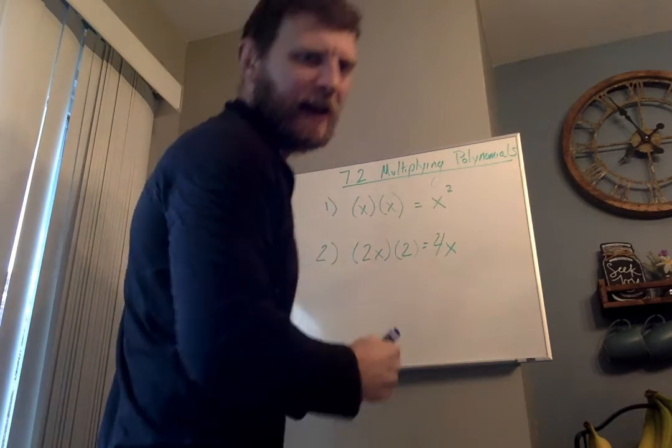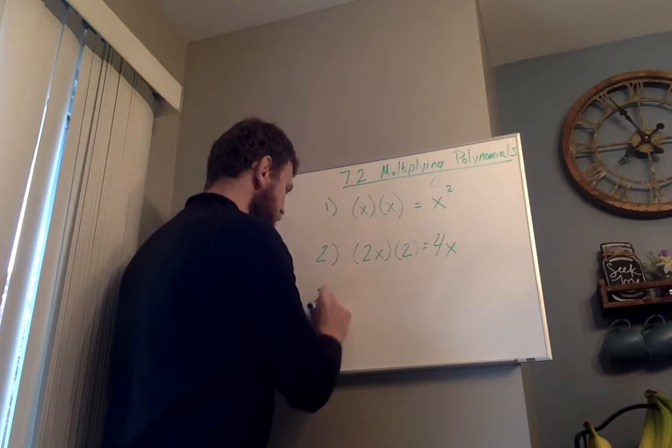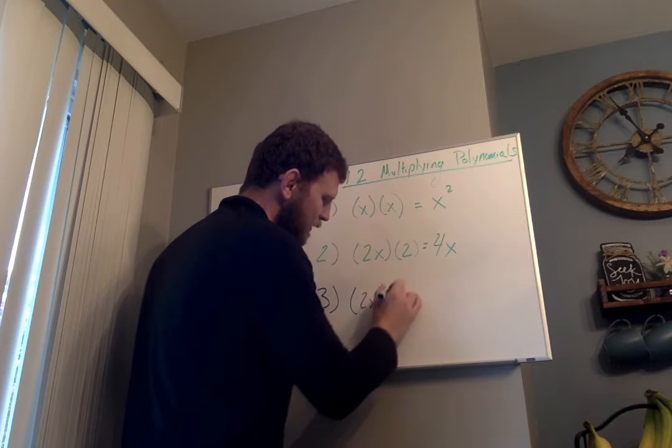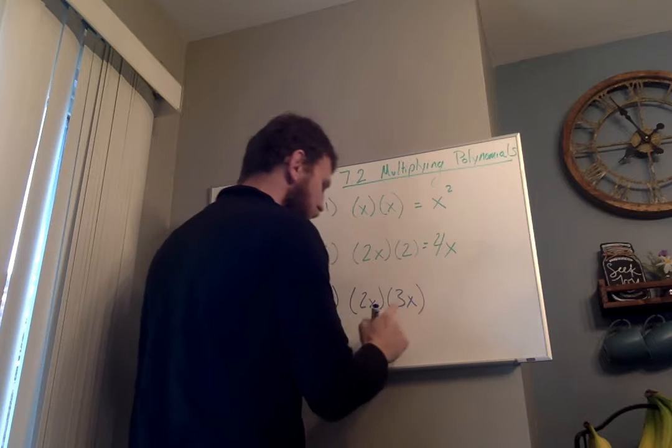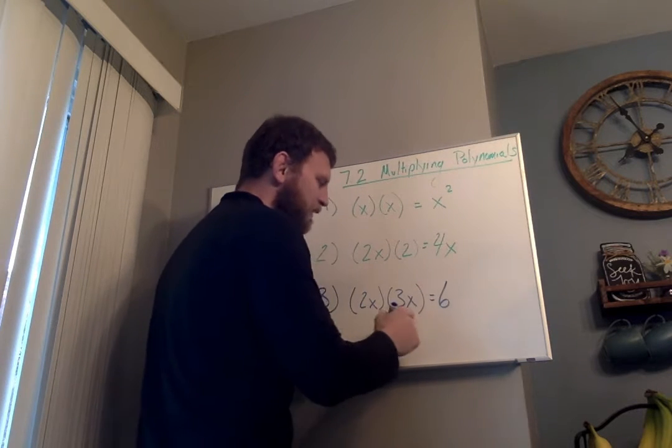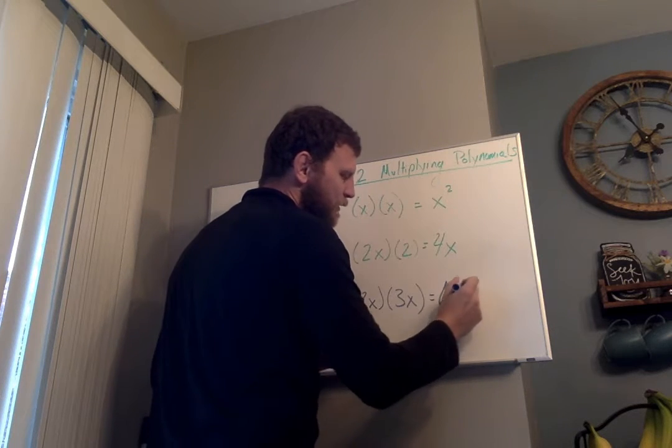Number 3, we have 2x times 3x. So we're going to do the number times the number. That's 6. X times x from up here we know is x squared.